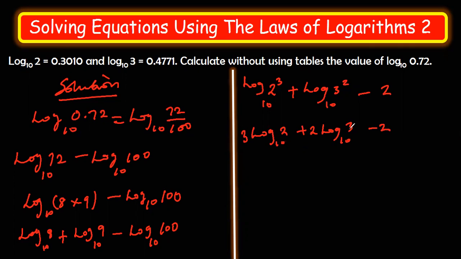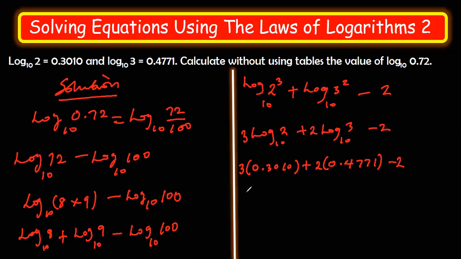So we have 3 times log 2 in base 10. So what is log 2? Log 2 is given as 0.3010. So this is going to be 3 times 0.3010 plus 2 times log 3, which is given as 0.4771, minus 2. So when we multiply this by 3, can we just quickly do it? So we have 0.903. Yes, that is what we're going to have.